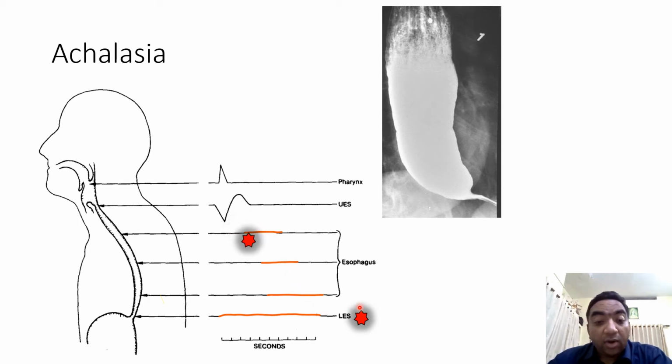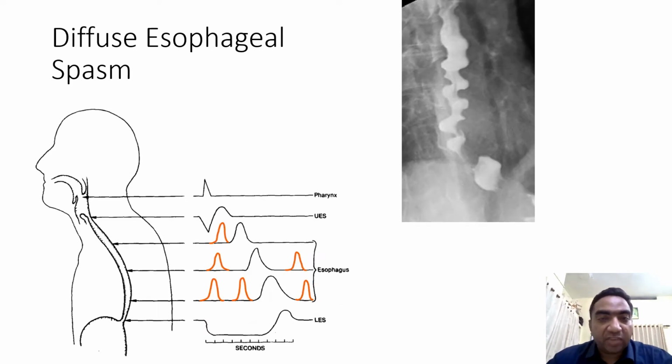So it is not only a problem of the lower esophageal sphincter, it is also a problem of the esophageal body musculature. So two components for Achalasia Cardia: inability of the lower esophageal sphincter to relax, and there is no peristalsis in the esophageal body. So then comes diffuse esophageal spasm.